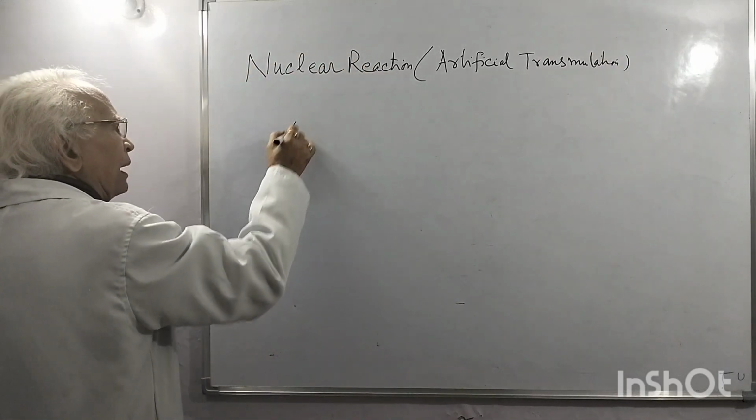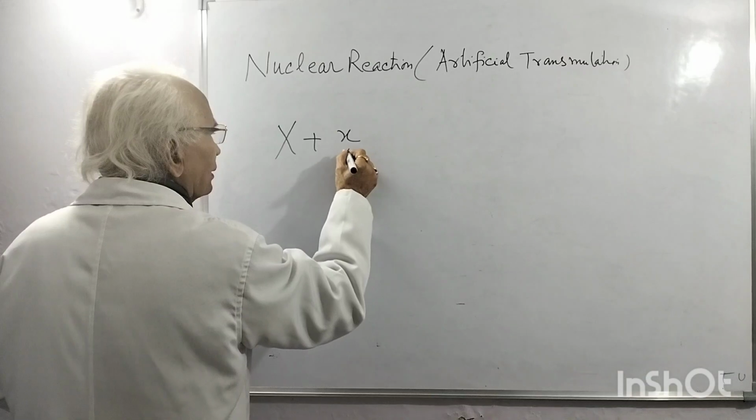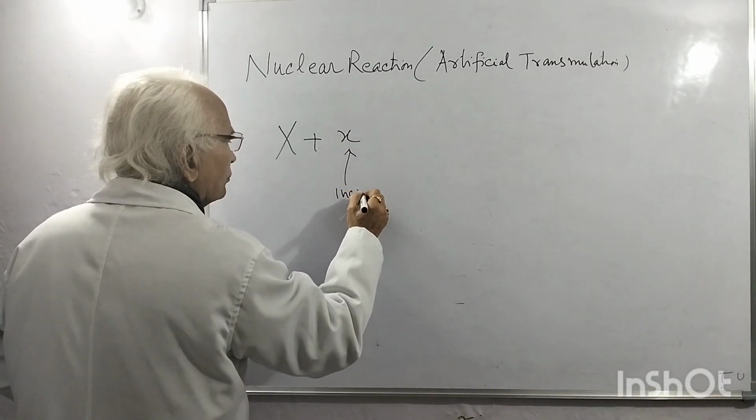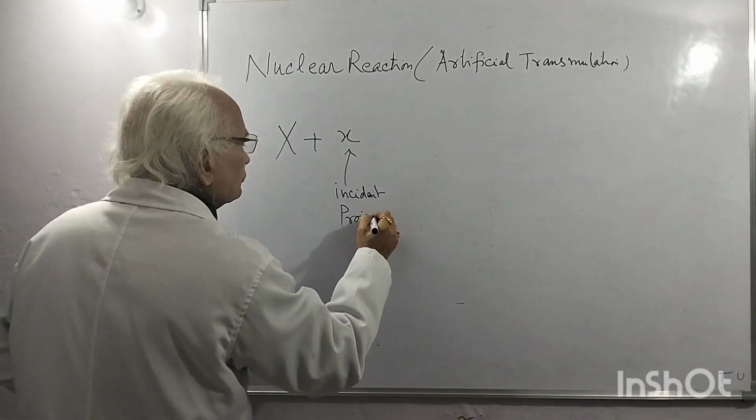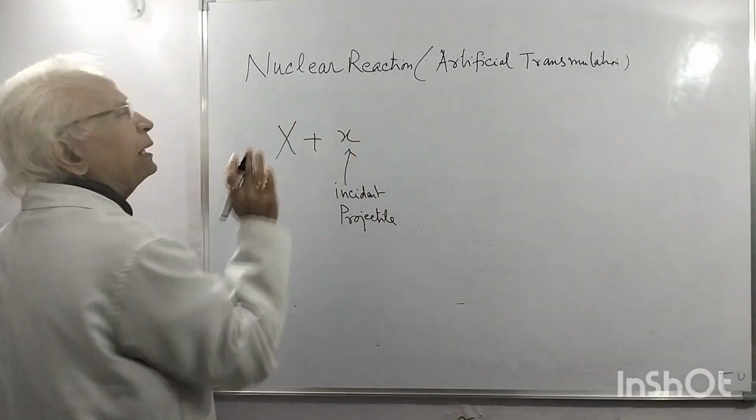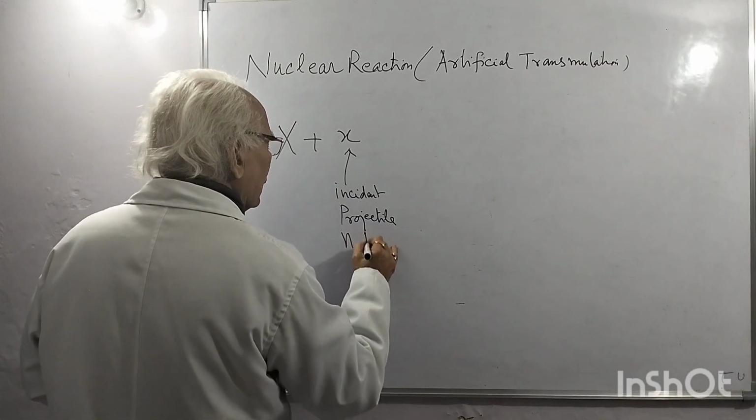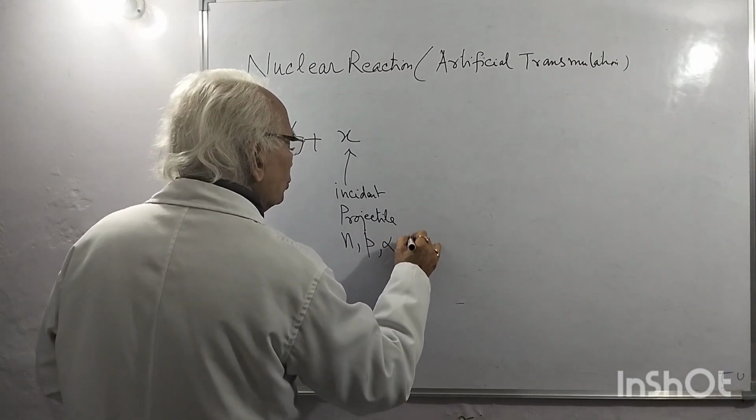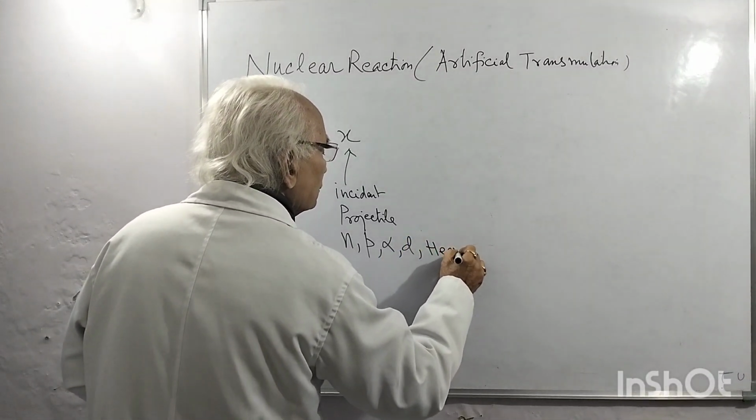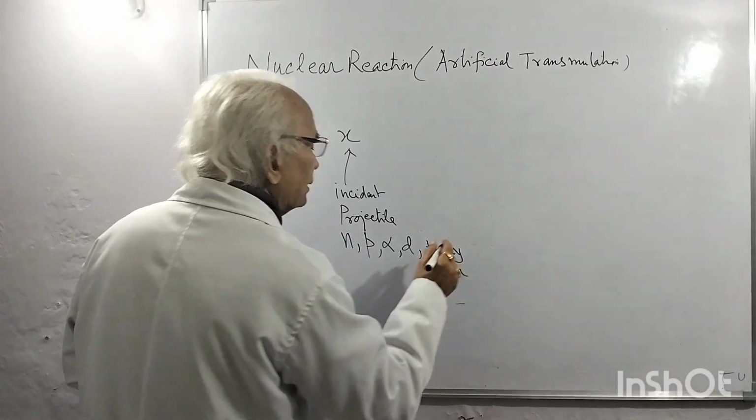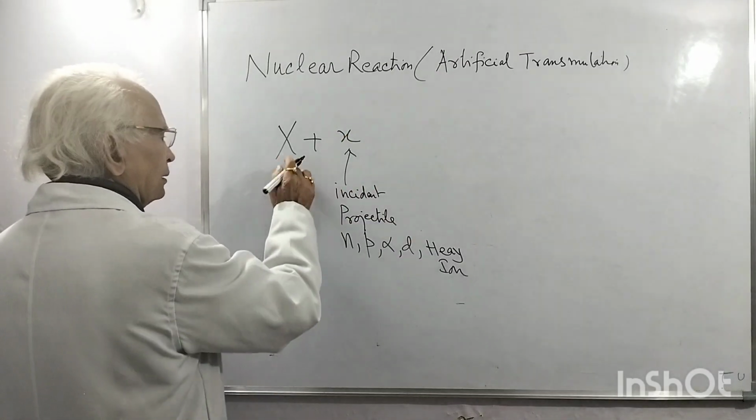Means you have a system X and you are bombarding the system with a particle. This is the incident particle, the incident projectile, you can say. This can be any particle: neutron, proton, deuteron, alpha, heavy ion, anything. Heavy ion means heavier than an alpha particle: any ion, oxygen, nitrogen, silicon, whatever. So this is the projectile, and this is the target nucleus.